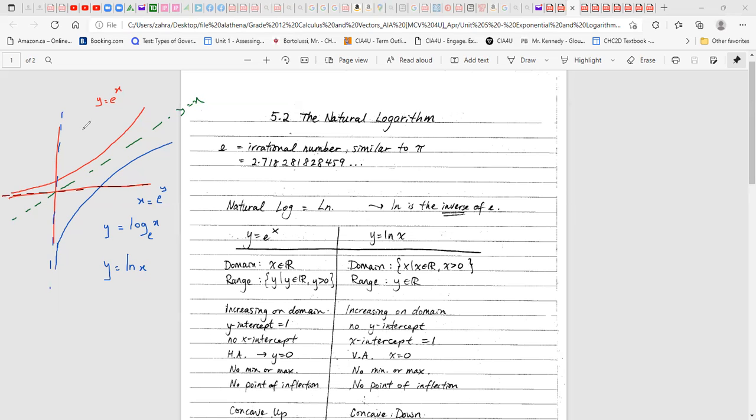So you have a y-intercept for e to the power x at 1. For this one, you don't have any y-intercept. It's not intercepting the y-axis. And there is no x-intercept for e to the power x, but there is an x-intercept at 1 for the logarithm. We did talk about the vertical and horizontal asymptote. There is no maximum, so this is increasing. Both of them are increasing functions. There is no inflection point, no maximum and minimum for any of these two graphs.